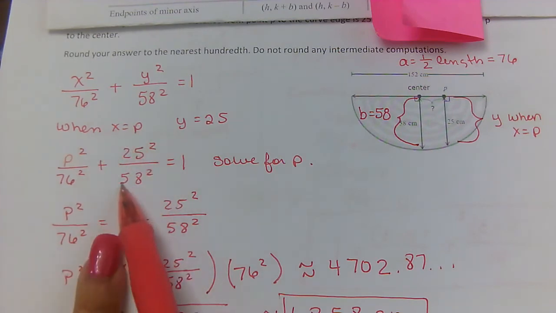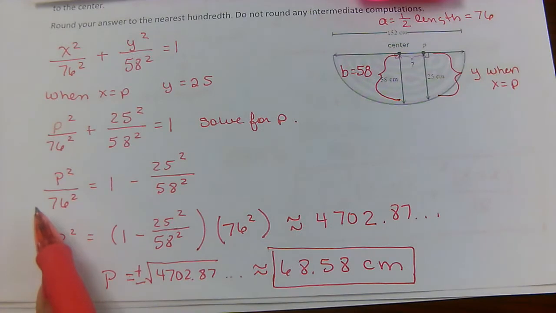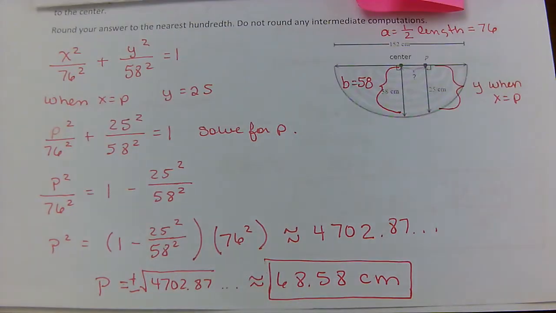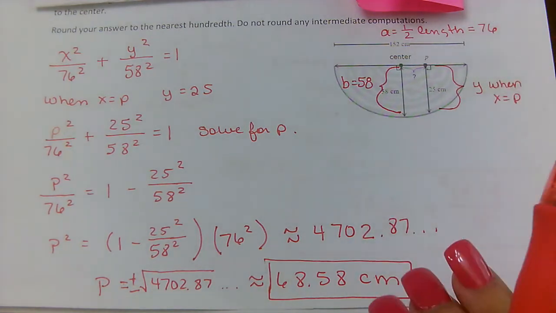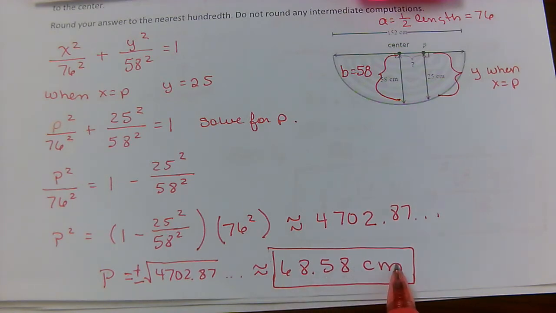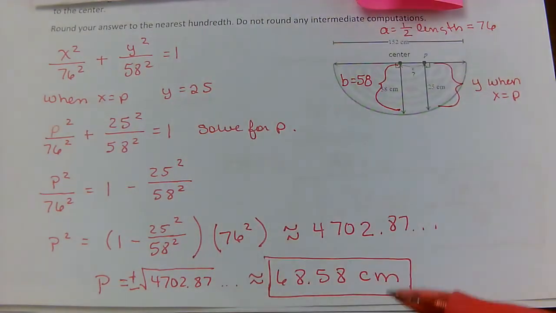All I did was subtract this ratio from both sides, and then here I multiplied everything by 76 squared. That's why I have the 76 squared here. The only thing you have to be careful with is rounding. I would leave it in the exact values in the calculator to make sure that you don't have a rounding error. Plug that into the calculator and you get p is equal to an approximation of 68.58 centimeters. It's asking us to round to the nearest hundredth, which I did here.